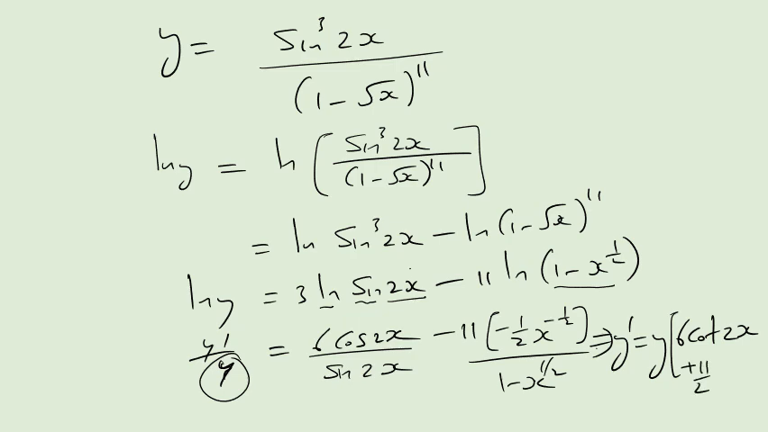You can write as x to minus a half, or you can write as 1 over root x into 1 minus. So let me just write it as x to the minus a half. Space is of the essence here. 1 minus x to the power half, and close your bracket, and there's your answer. You can also replace that y with sine cubed 2x all over 1 minus root x to the power 11. Easy going, guys. Very, very simple.